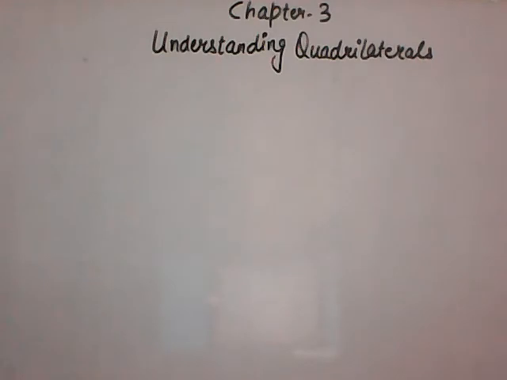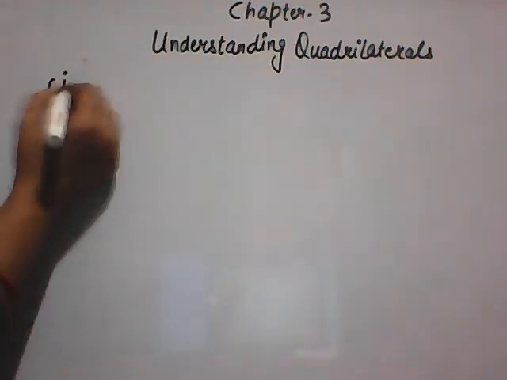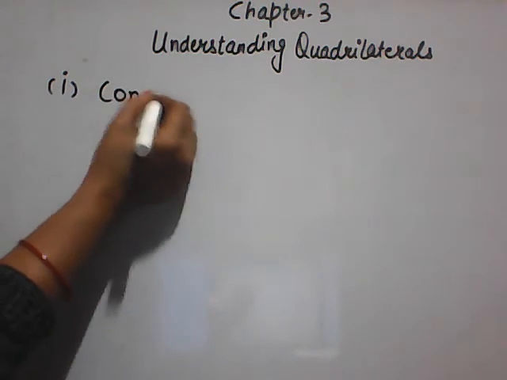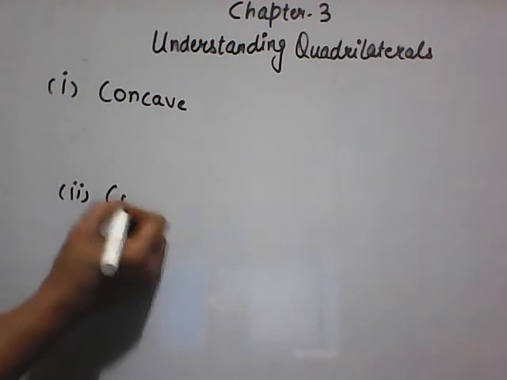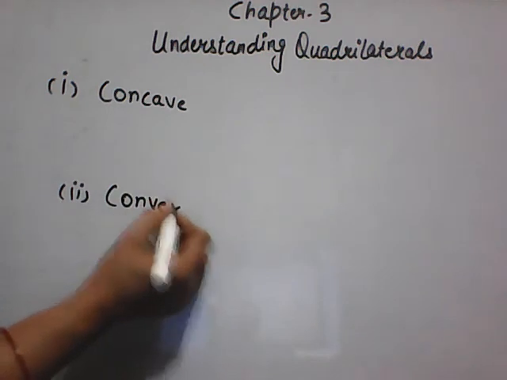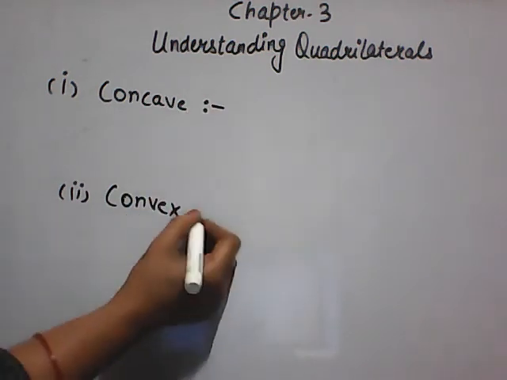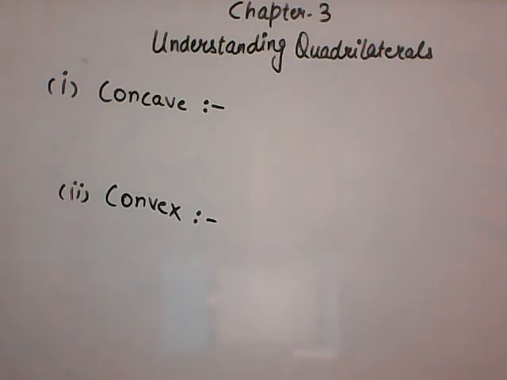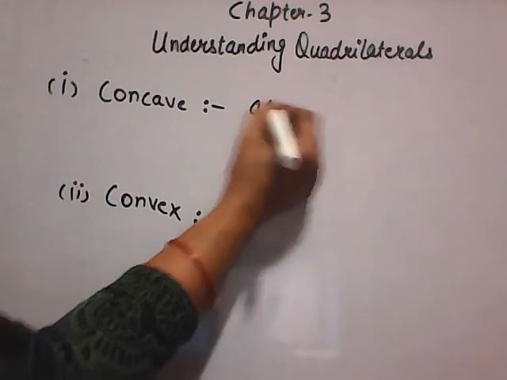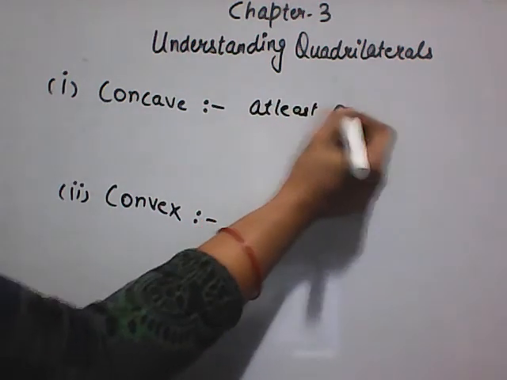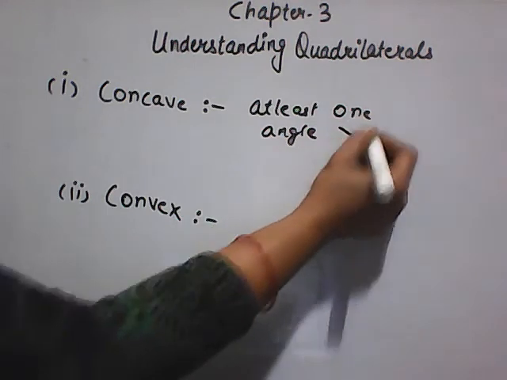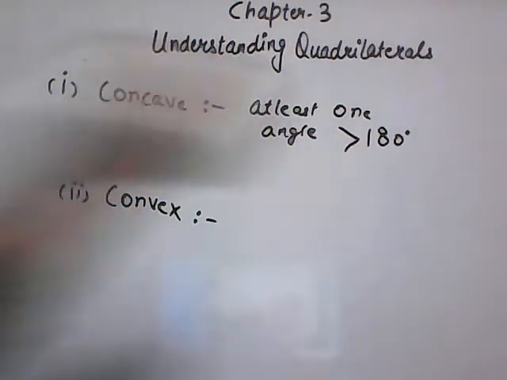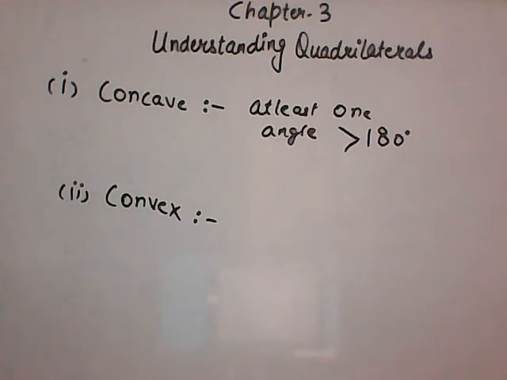There are two types of polygon. First one is concave polygon. Next one is convex polygon. Now, what do you mean by concave polygon and convex polygon? A polygon in which at least one angle is more than 180 degrees is known as a concave polygon.